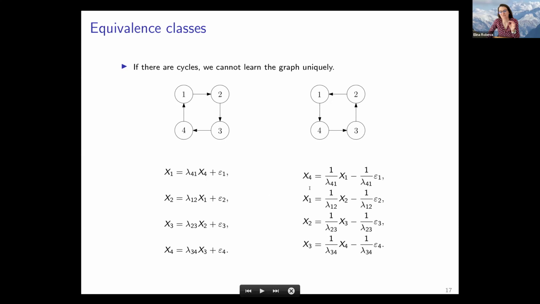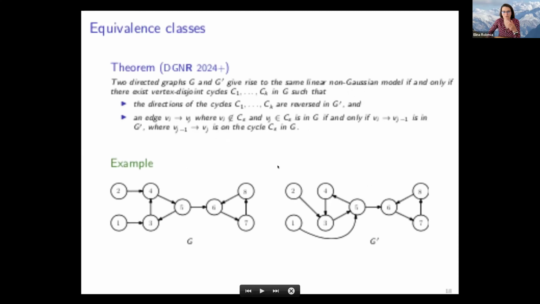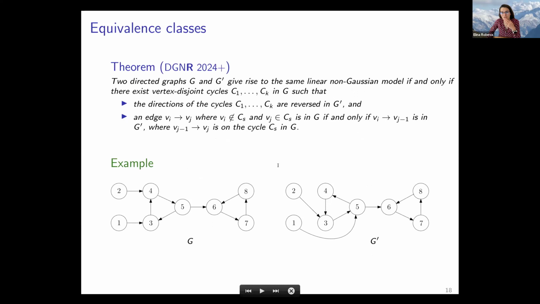These equations also work for this graph, and these epsilons are independent. So if you were to observe data from this model, you will not be able to tell these two models apart. So they are equivalent in this setting. And we have a characterization for when two graphs are equivalent, when they give rise to the same linear non-Gaussian model.